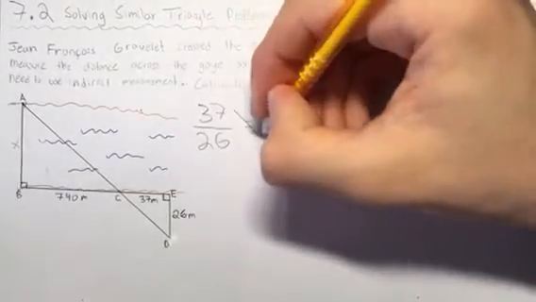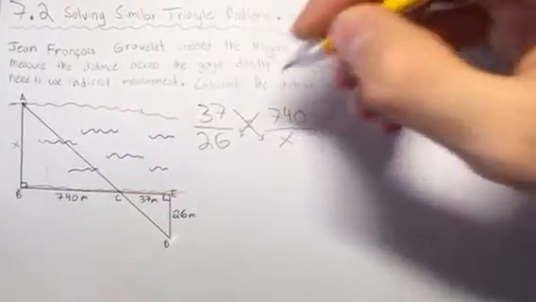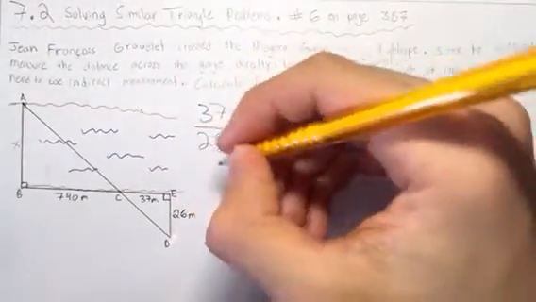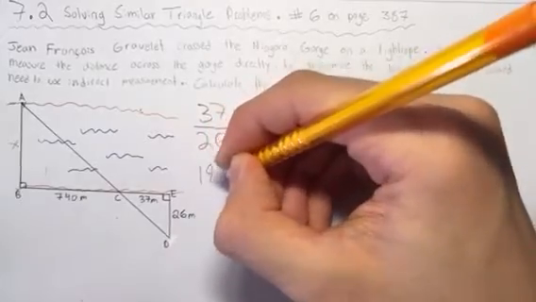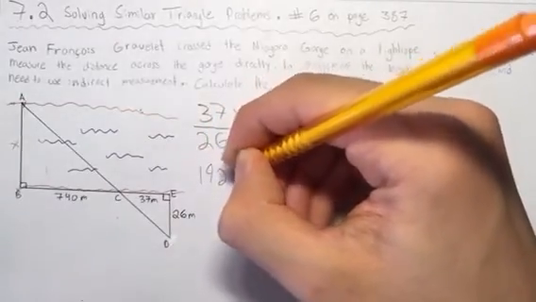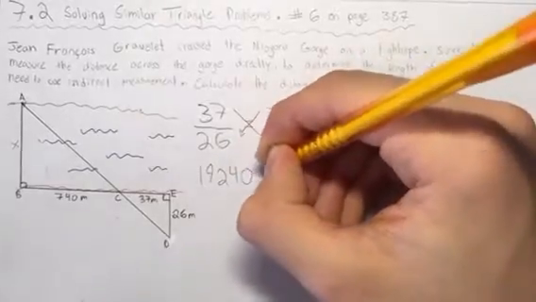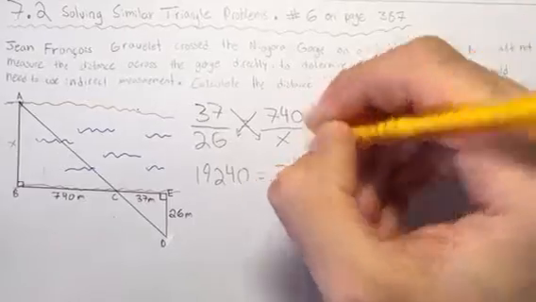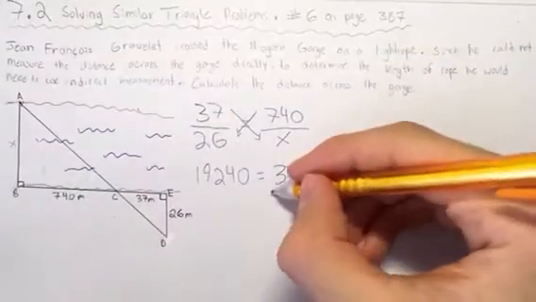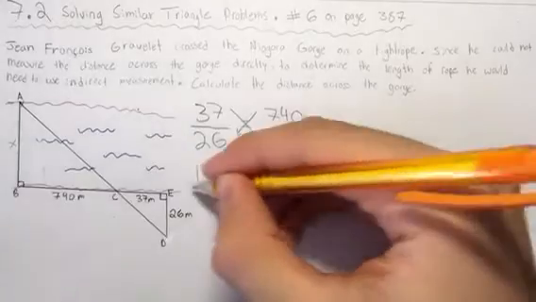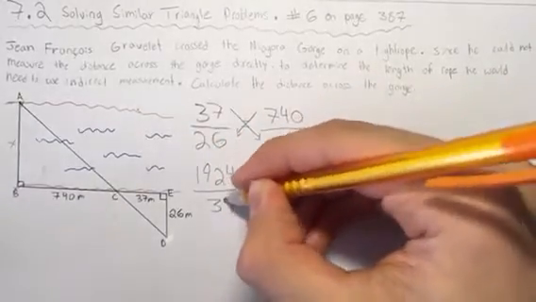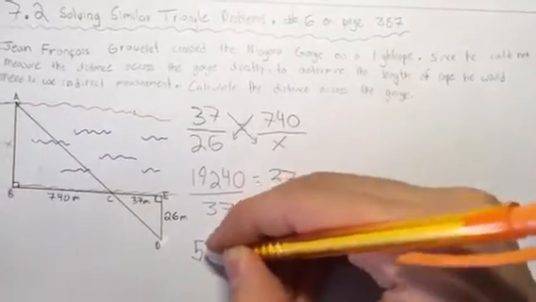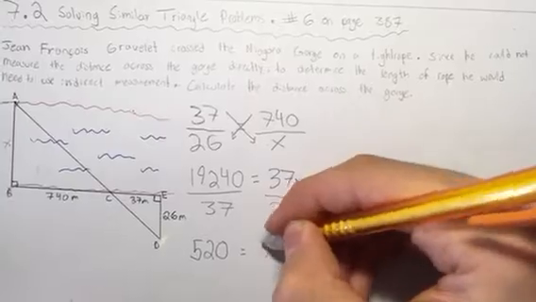So now what we need to do is cross multiply. 740 times 26 is 19,240. And that is equal to 37 times x, which is just 37x. Okay, so now we need to isolate the x. So we're going to divide that by 37 and then divide this also by 37. And then we get 520, which is equal to x.